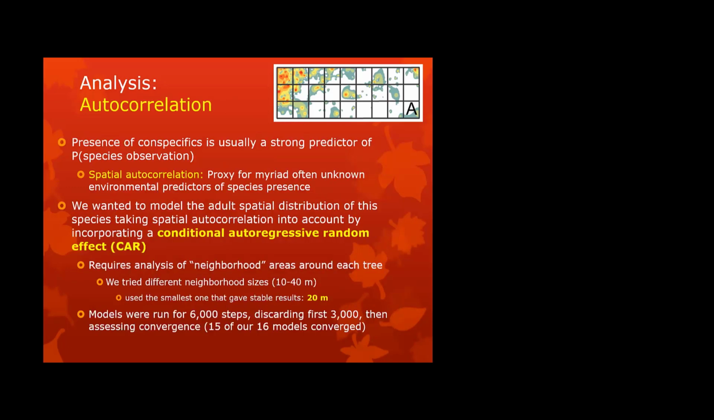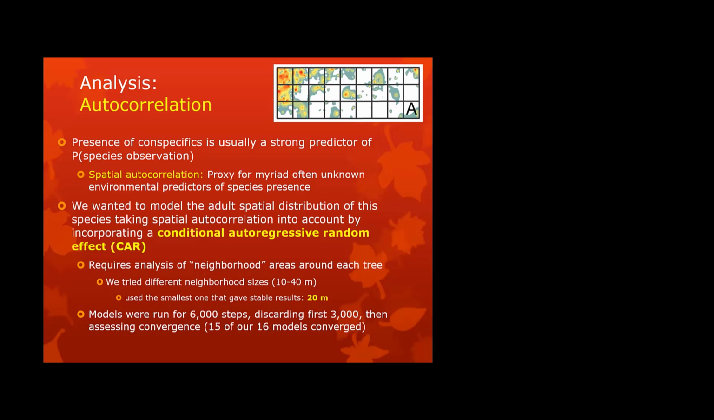10 minutes have elapsed. Okay, I want to talk about the autocorrelation real quick. Obviously, the presence of conspecifics is very often a strong predictor of the probability of species observation. So spatial autocorrelation is really a proxy for who knows how many often unknown or unmeasured environmental predictors of species presence.